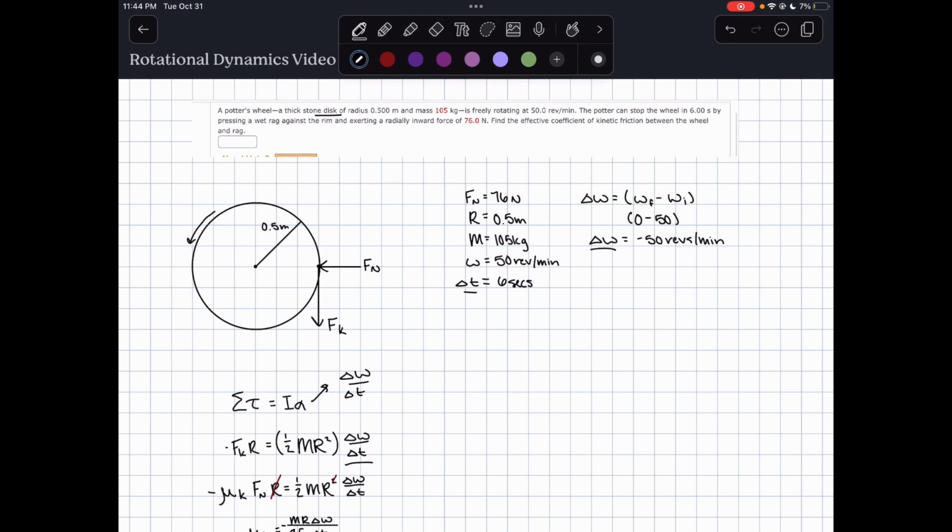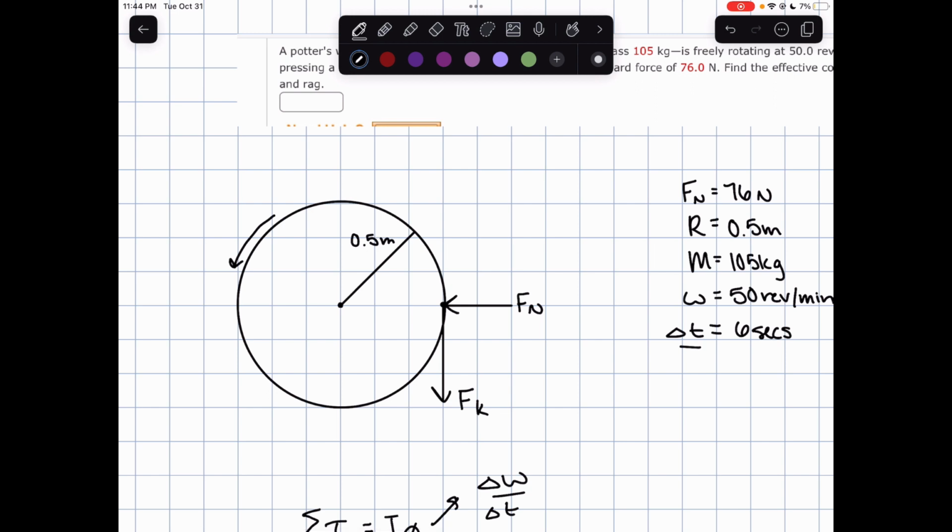With what we know, and we know that the object is coming to a stop, we can find the change in angular velocity through the final angular velocity minus the initial angular velocity. Since it's going to stop, the final is 0, and the initial is 50 revolutions per minute. So we subtract the two and get that the change in angular velocity is negative 50 revolutions per minute. Next, we can look at our torque diagram.